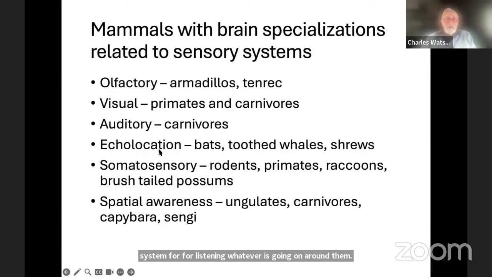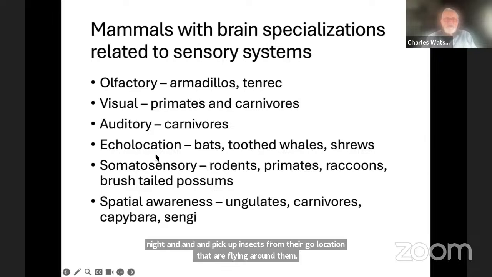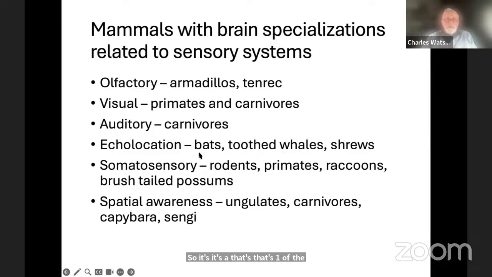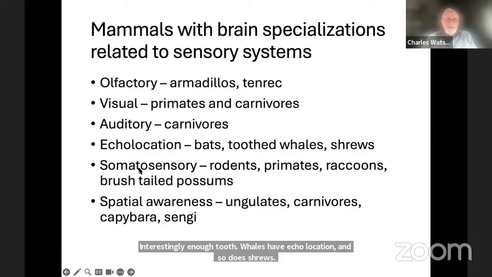Echolocation is an interesting sensation. We don't really have any idea about it ourselves, but bats have developed this incredibly. Not all bats are echolocators, but those that are can fly around at night and pick up insects from their echolocation that are flying around them and eat them. So that's one of the reasons why bats are one of the most successful groups of all the mammals. Interestingly enough, toothed whales have echolocation, and so do shrews. So it's not exclusive to the bats.